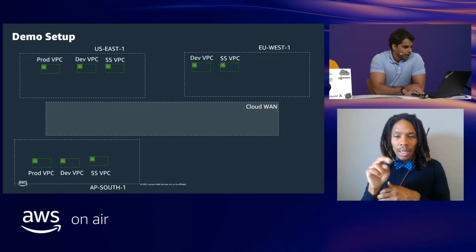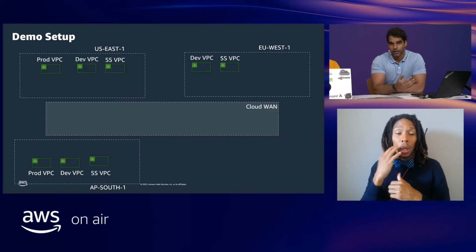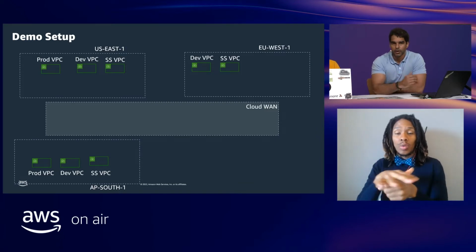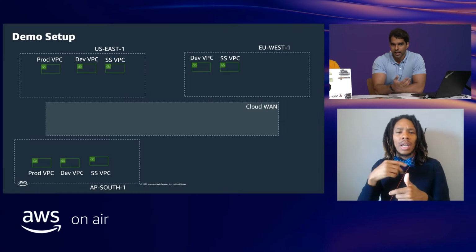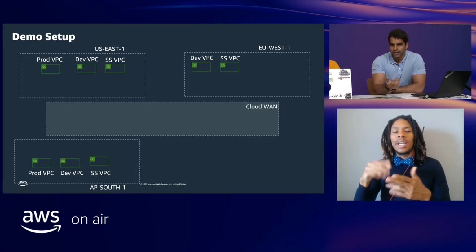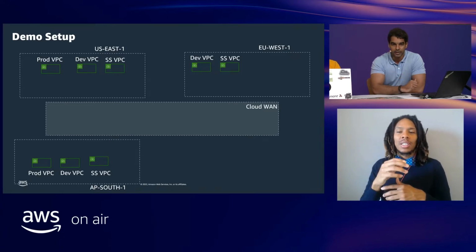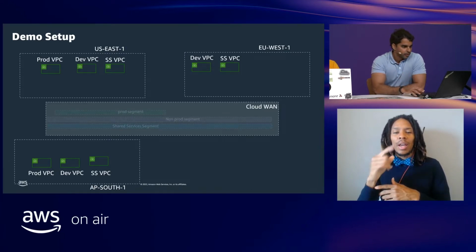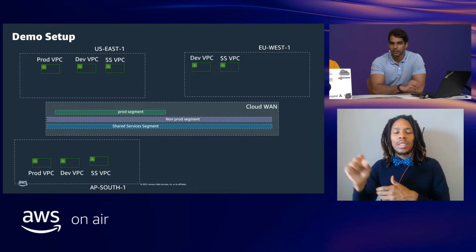In our AWS regions, I've created multiple VPCs. So we have a prod VPC, development VPC, and a shared services VPC where we will host services like NAT gateway for centralized internet egress. I'm going to create 3 segments.